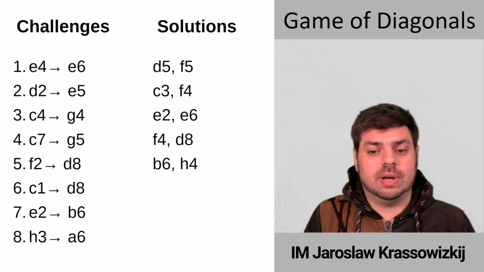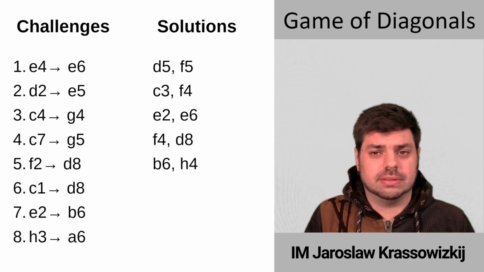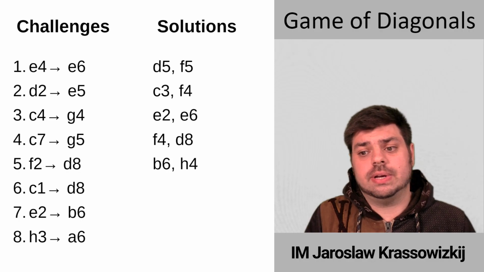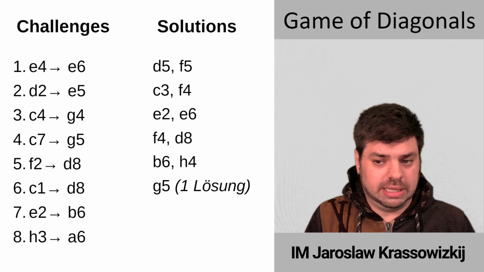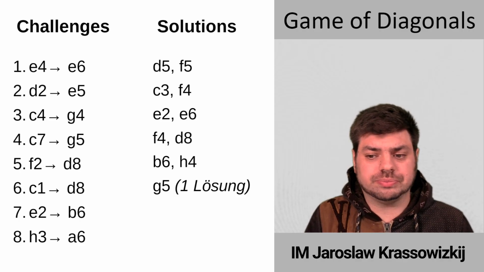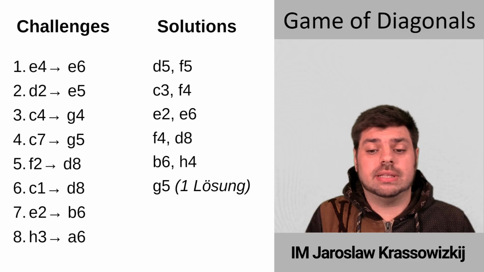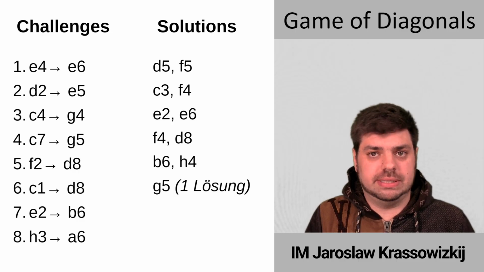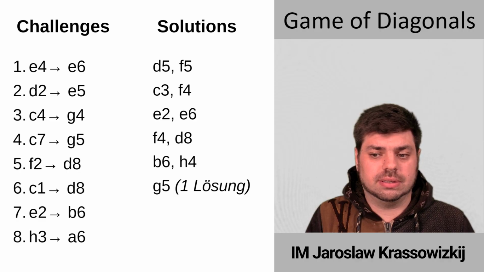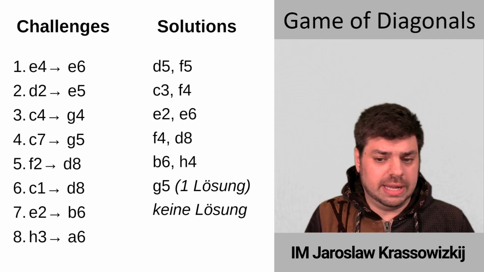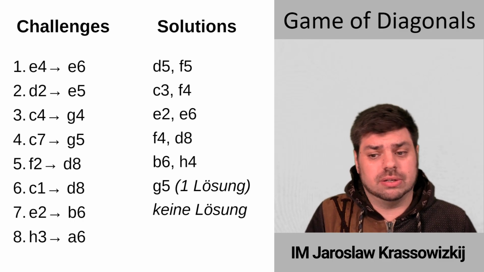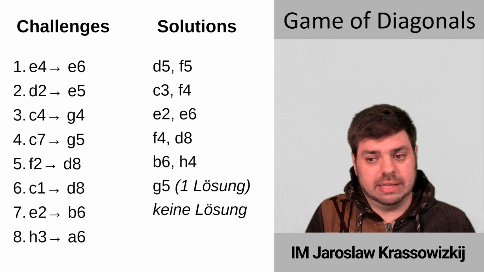Next challenge, c1 to d8. This one only has one solution, since the other one gets through the border and it's not possible. And the next one is to get from e2 to b6. The solution is, there are no solutions because e2 is a white square and b6 is a black square, so it even doesn't have any solutions.